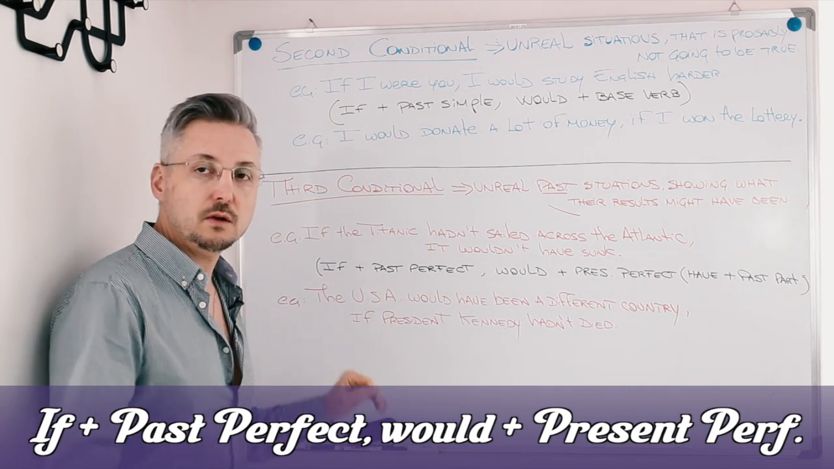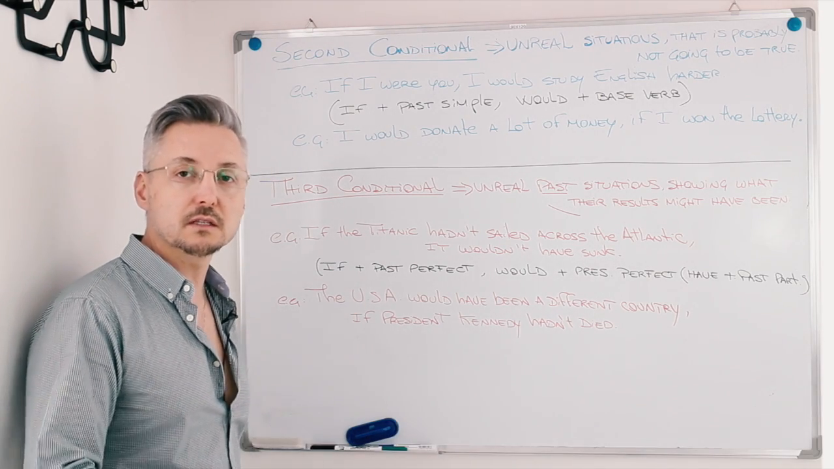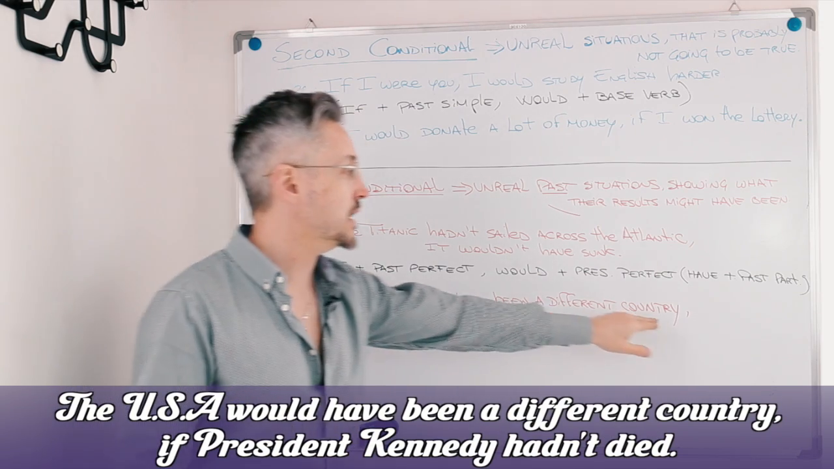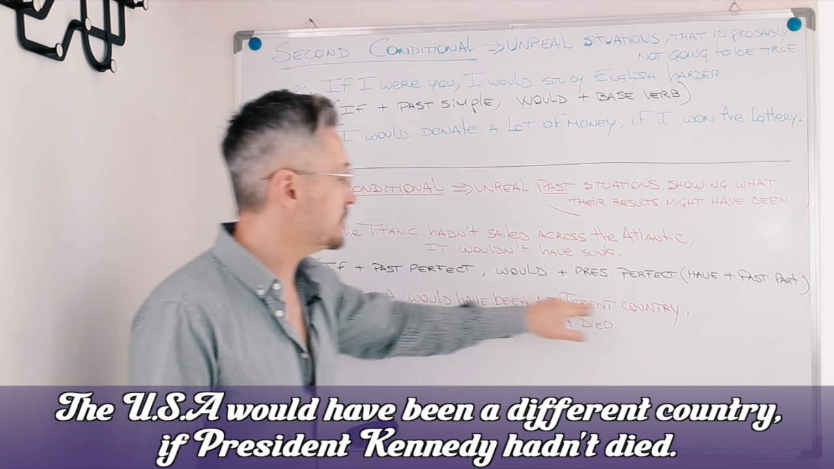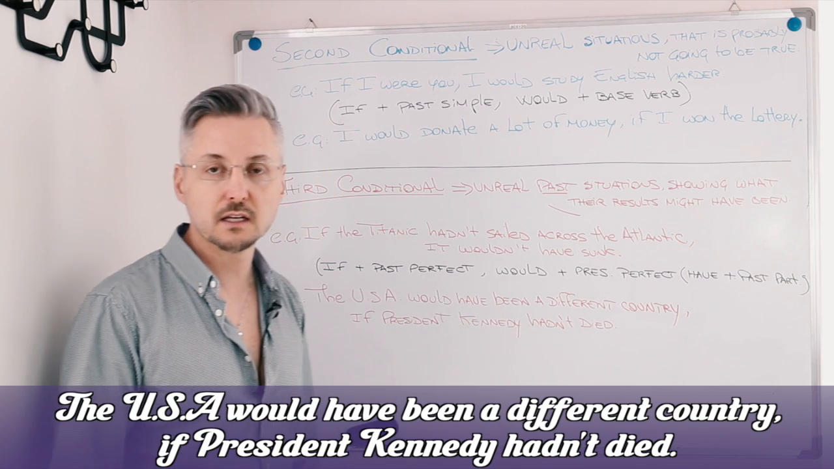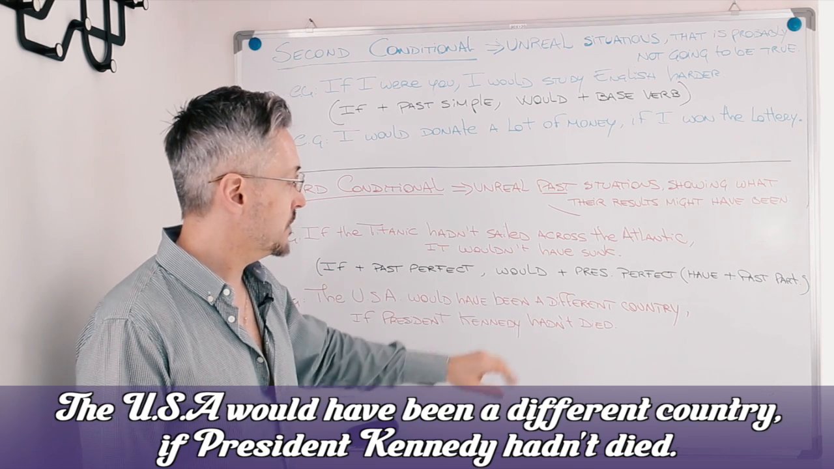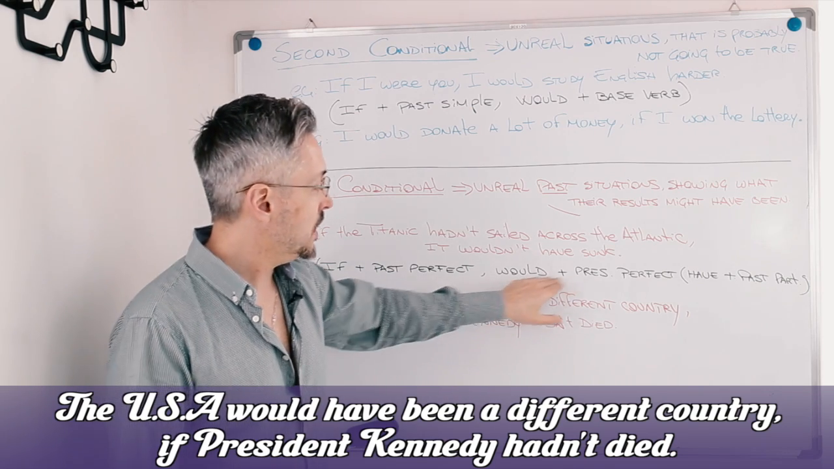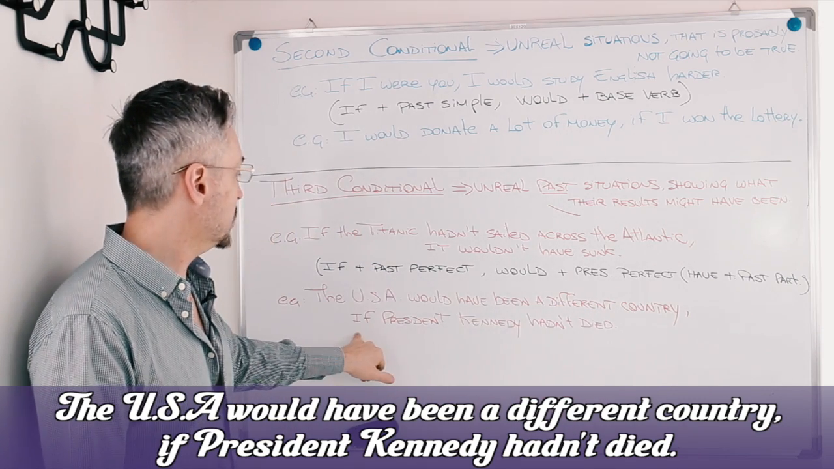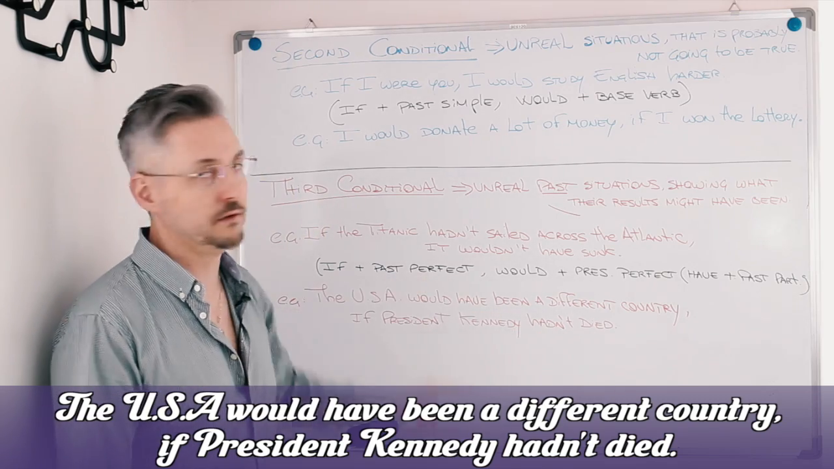Now let's look at another sentence, switching the result and the condition. So the USA would have been a different country. The USA would have been a different country if President Kennedy hadn't died. The USA would have been, which is the would have been, a different country, and then the condition, if President Kennedy hadn't died, past perfect.